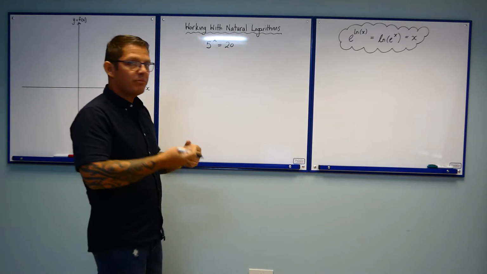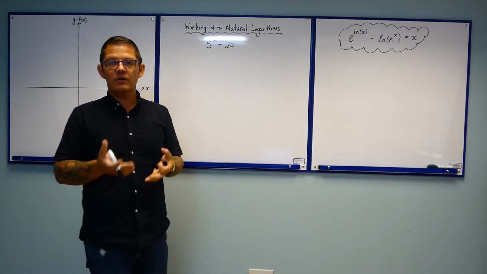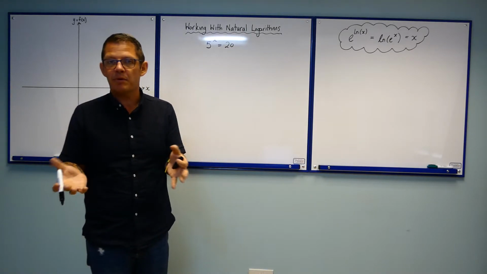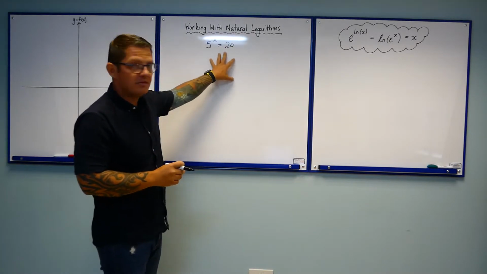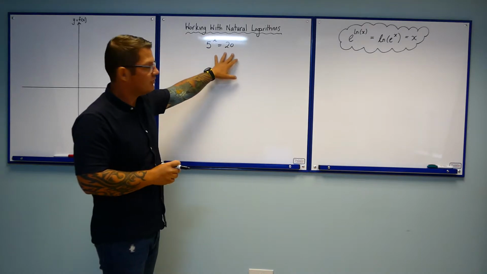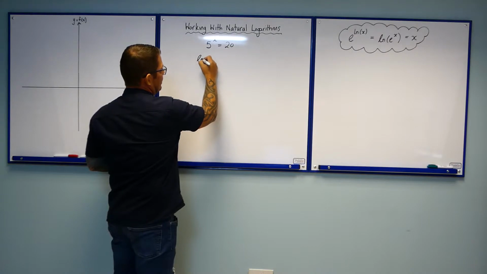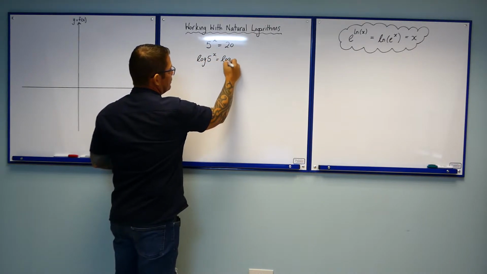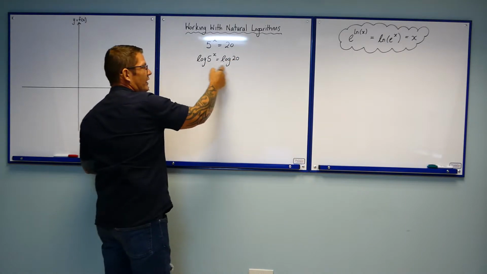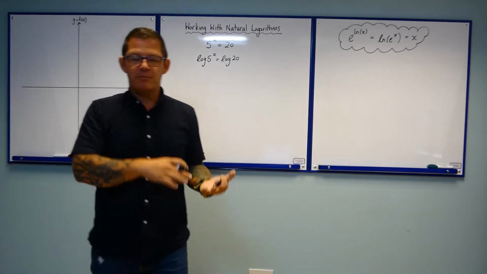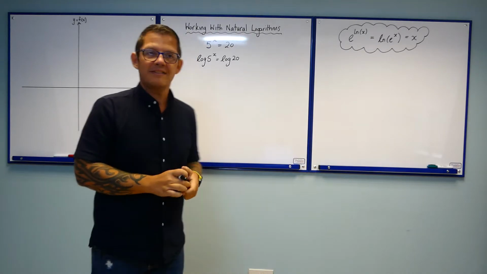But when I'm looking at an equation like this and I want to solve it, I take logs of both sides. Remember, we're balancing an equation, so as long as I take logs of the same base of both sides, then the equation will still be balanced. So I'm just going to take logs of both sides, which means I'm going to go log 5 to the x is equal to log 20. Now, if I don't write a base, remember from the previous video, that just means log base 10.